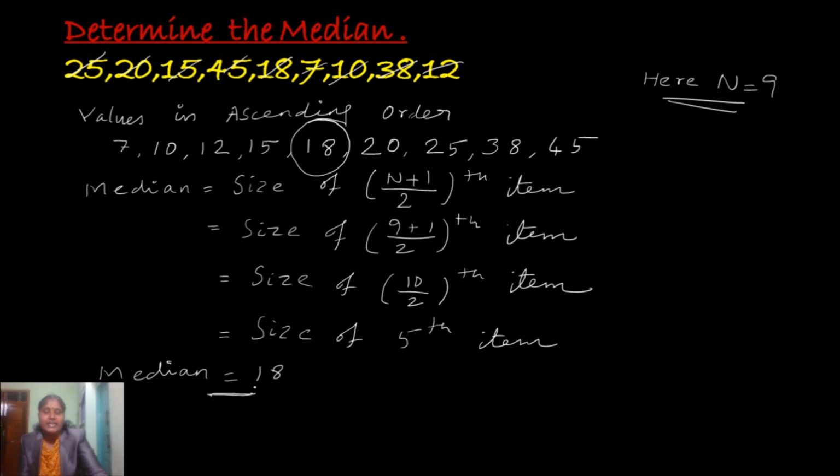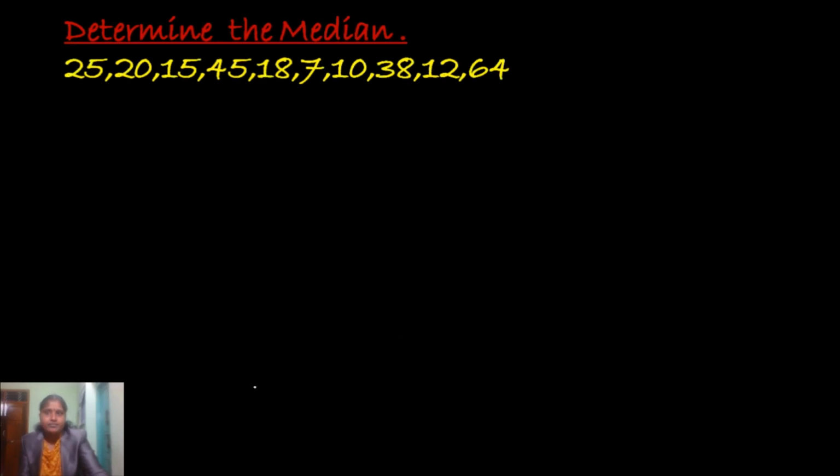Let's move on to another example. Determine median. Here the values given are neither arranged in ascending nor descending order of magnitude. So we have to arrange the given set of data in ascending order. So values in ascending order.